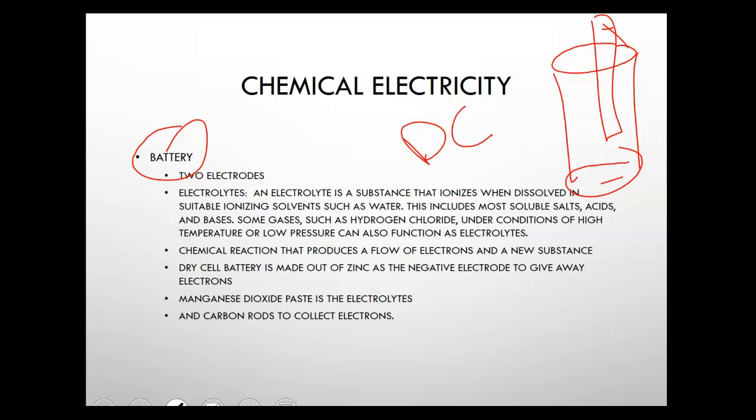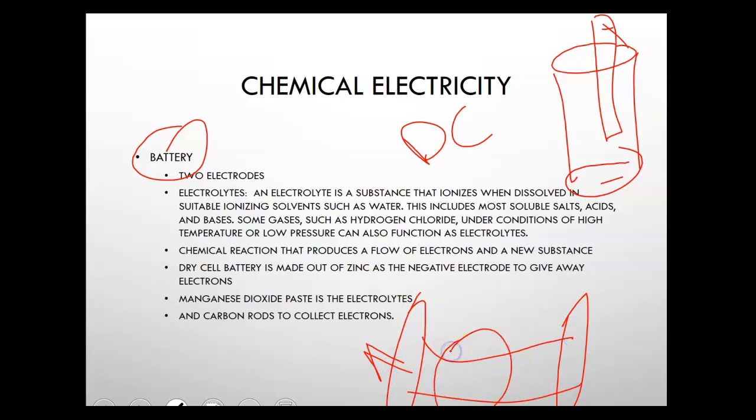And electrolytes, we talked about electrolytes last week, and we said it's a substance that ionizes when dissolved in suitable ionizing solvents such as water. So salt in water is an electrolyte. Salts, acids, bases. We looked at the periodic table before, and we said at each side there is an acid, and a base is called alkaline. This is the other side of the periodic table. If you remember, I said here are the metals, here are acids, here are bases. Those are things that are highly conductive, so they do conduct electricity.